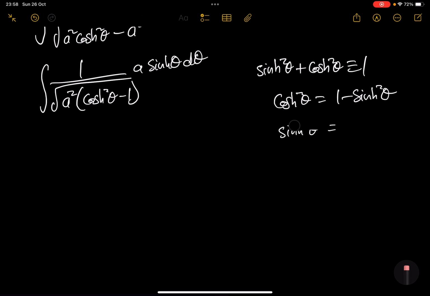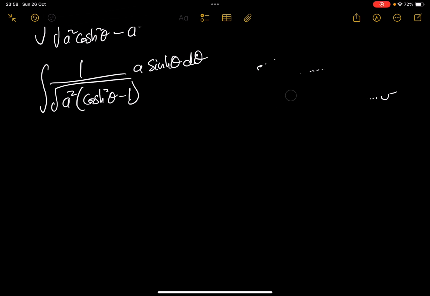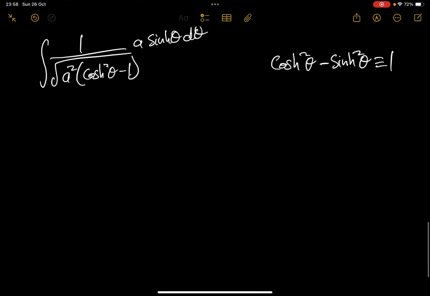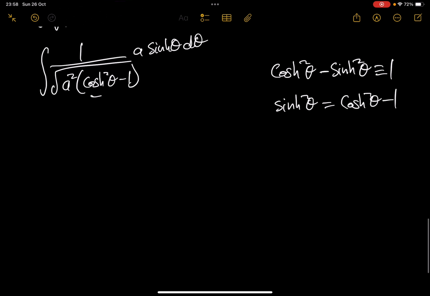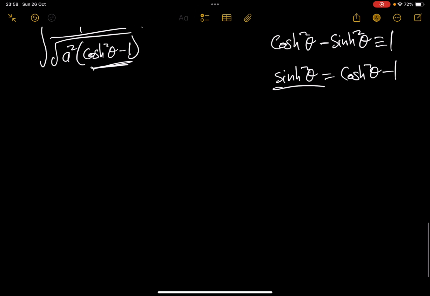Oh, no, I made a mistake, sorry. It's cos squared theta minus sin squared theta is equivalent to 1. Yes, such that sin squared theta is equal to cos squared theta minus 1, right? So instead of cos squared theta minus 1, we're going to substitute sin squared theta.